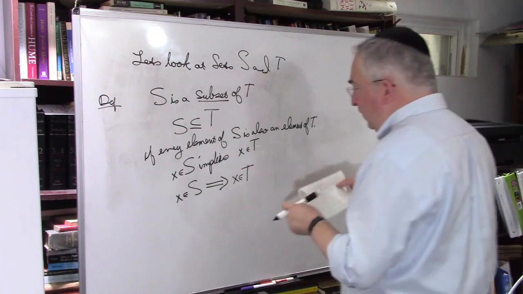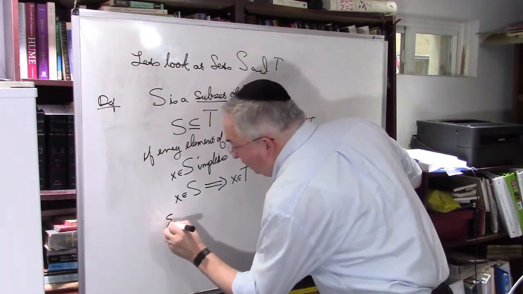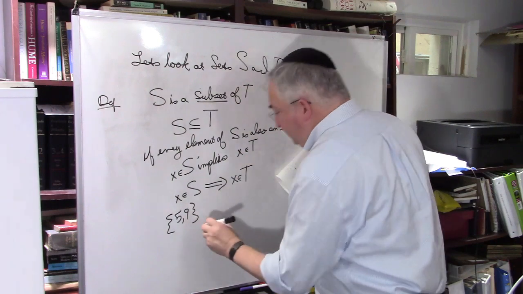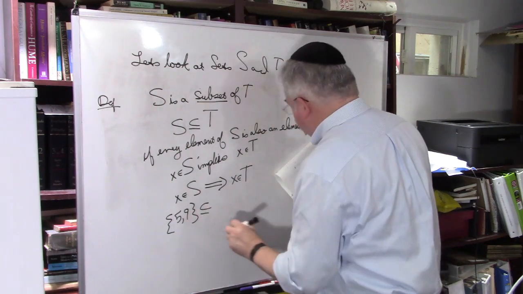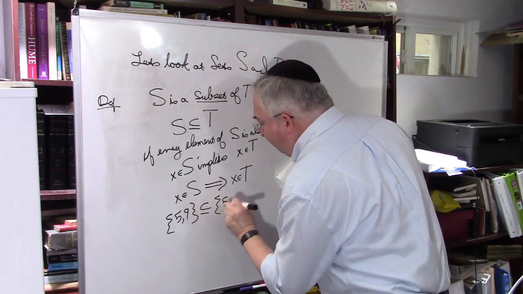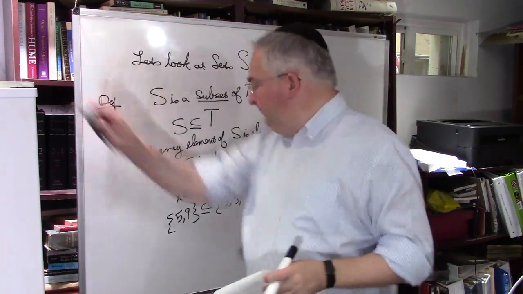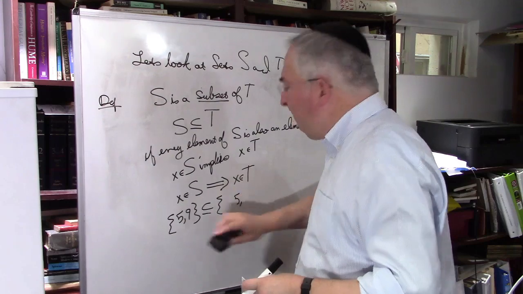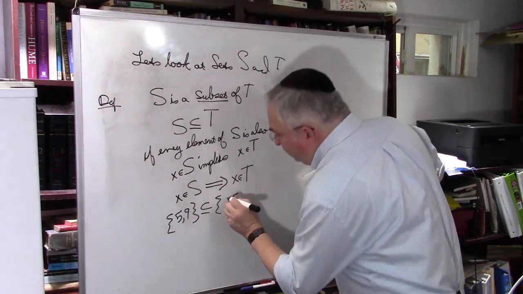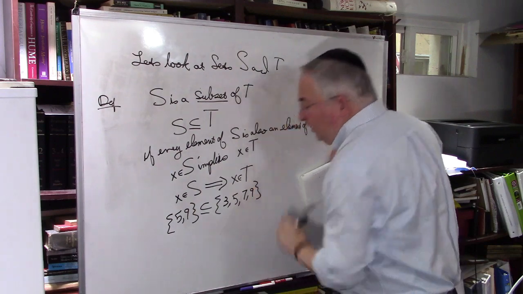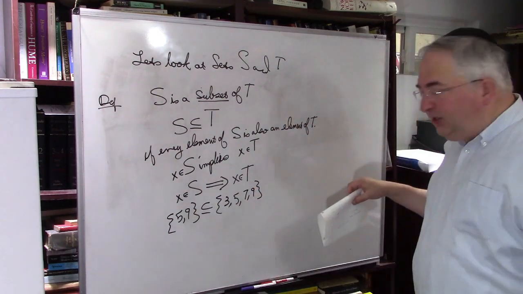Okay, great. So another example, the set 5, 9, okay, is a subset of or equal to 3, 5, 7, 9. Okay, let me give you another subset.